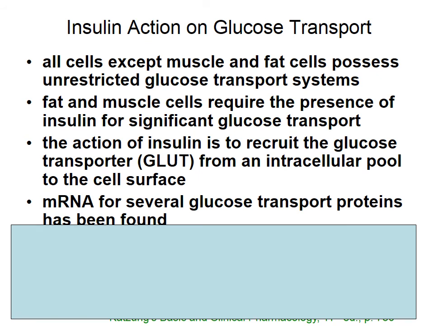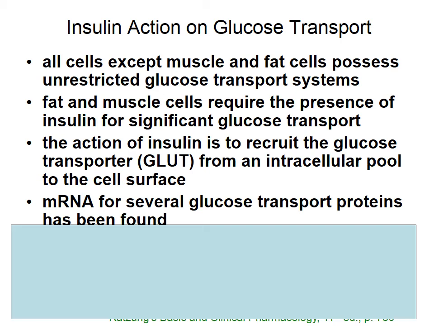So a few things about glucose transport. We've already mentioned that you need a glucose transporter to let glucose into cells. And in fact, there are multiple glucose transporters, so we'll get to that in a moment. All cells in the body, except muscle and fat, possess unrestricted glucose transport systems. Fat and muscle cells need insulin in order for that GLUT4 transporter to be inserted into the cell membrane. So fat and muscle cells are highly dependent on GLUT4.